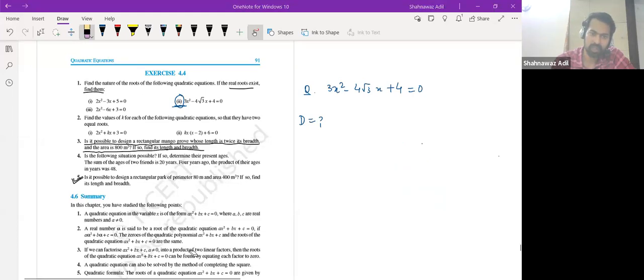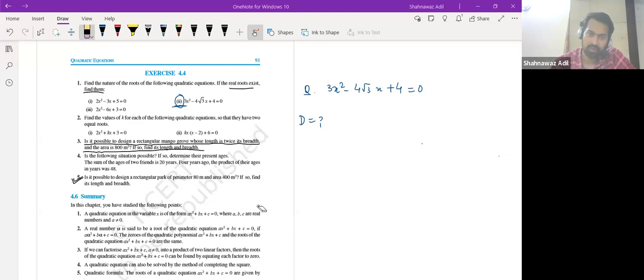Okay, so who has written in the chat box? My computer is hanging. What is happening? So who has written in the chat box?